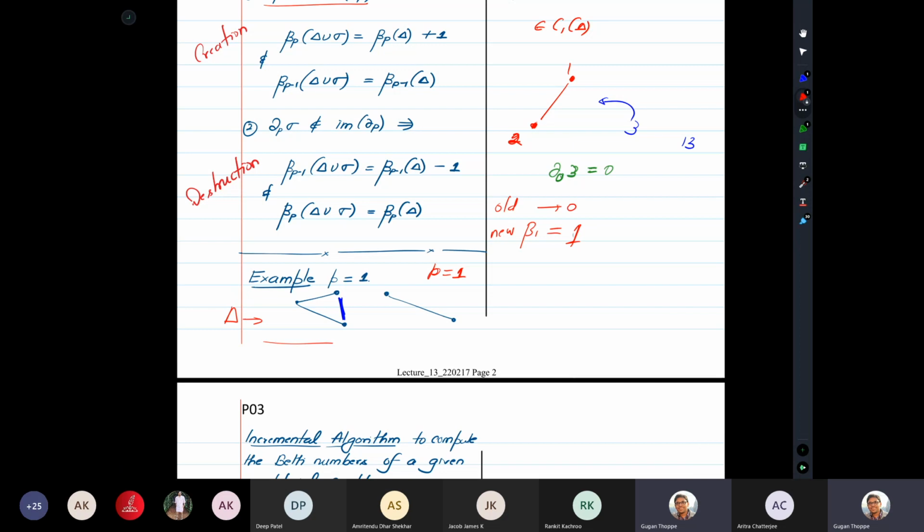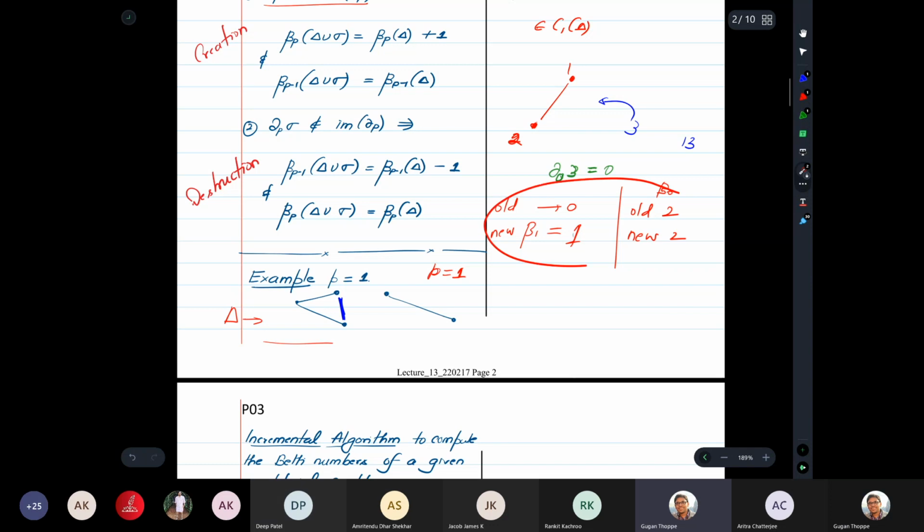And what about Betti 0? Did Betti 0 change? See, Betti 0 counts the number of components. We are looking at the usual homology setup, right? And in the reduced homology setup, Betti 0 counts 1 less than the number of components. So originally, in the beta 0 case, since there were 2 components, the old situation is 2, and the new situation is 2. Do you agree? So I hope this is clear. When I added the blue edge, I created a one-dimensional cycle.